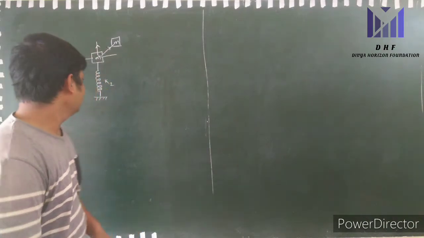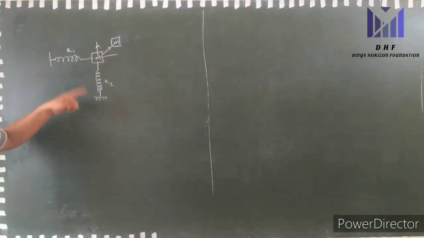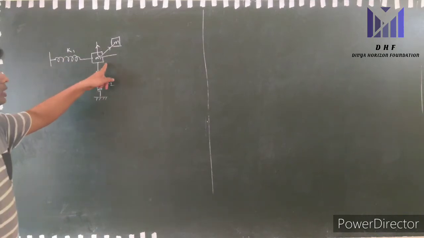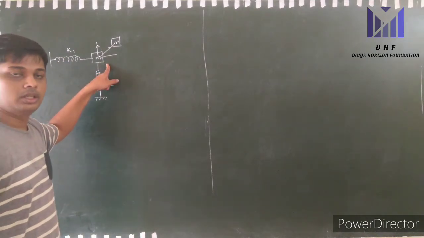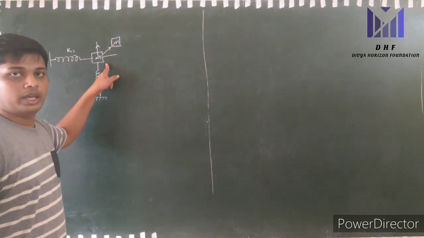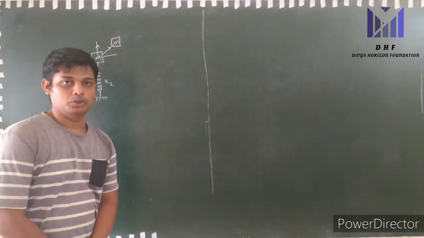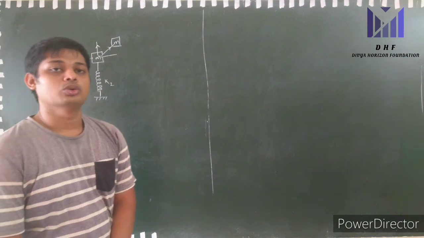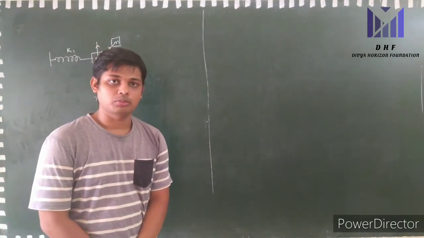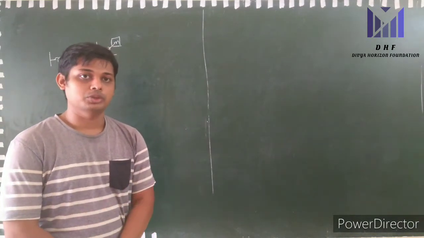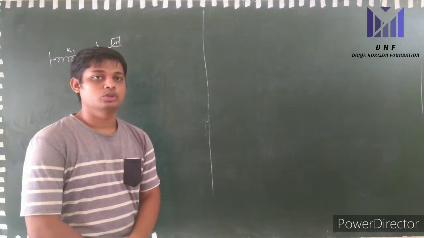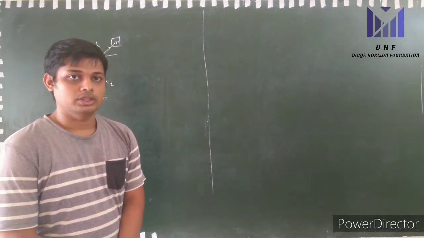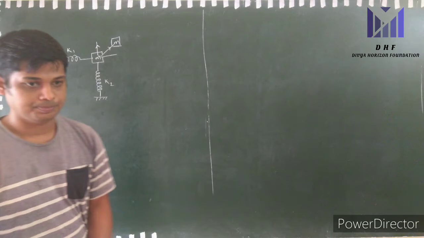So if these two forces act on this mass simultaneously, then the mass will execute a different type of motion, and our task is to derive the equation of motion when two such forces act on that particle.